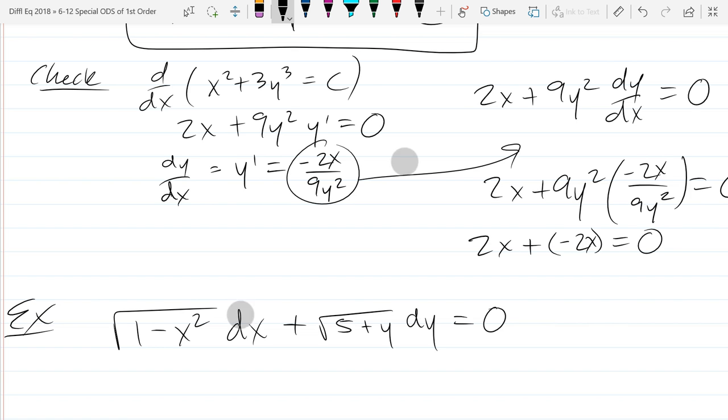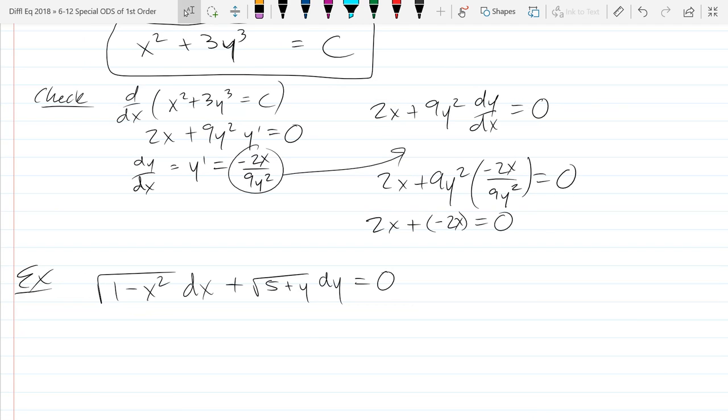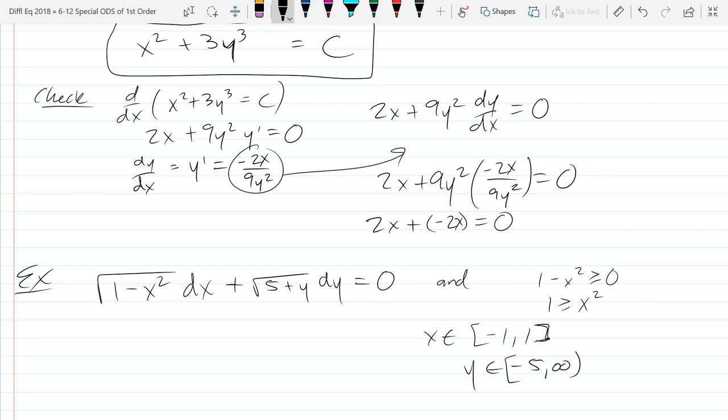There's definitely restrictions on x and y. Let's see. I have to make sure 1 minus x squared is greater than or equal to 0. I can probably take care of this without graphing. So x squared has to be less than or equal to 1, so I think that's negative 1 to 1. x has to live in there. And then y can go from negative 5 to infinity. So we have to be a little careful about our domain here. You can't just plug any x value in. It's got to be a small x value.